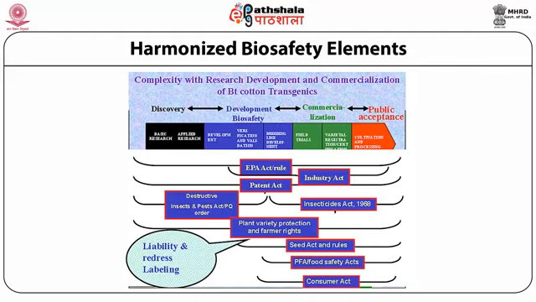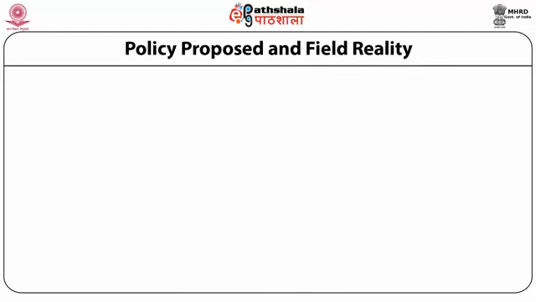To develop a safe transgenic, we should have a perfect or a very good regulatory regime, and the policy needs to be formulated based on that: the policy of the country, the policy proposed, and the field reality, what it is.